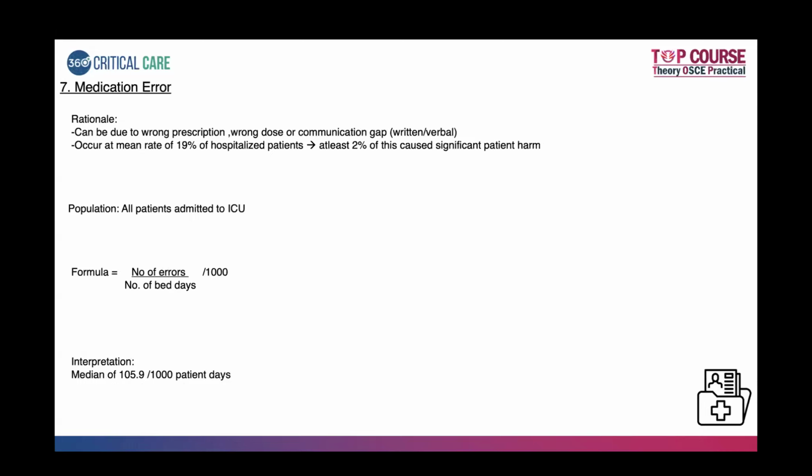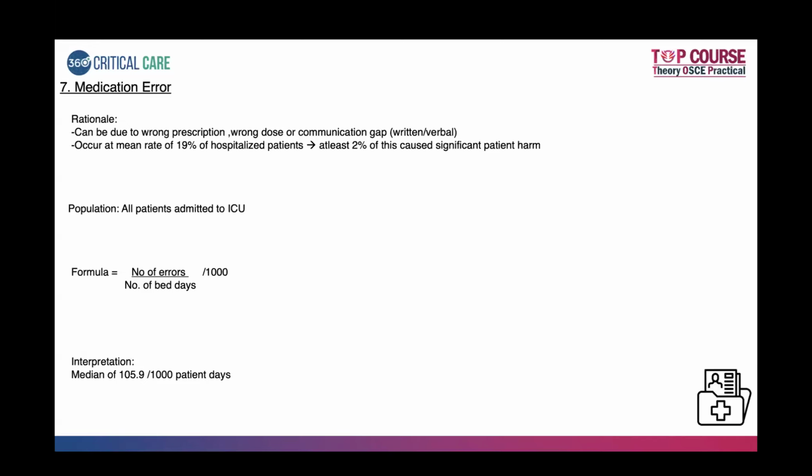So medication error. The rationale can be due to wrong medication, wrong prescription, wrong dose, or a communication gap. So many times the verbal order is given over the phone. So the order that is given by the doctor is misinterpreted by the staff, and it can lead to problems. So that's why in most of the NABH accredited hospitals, they have sound alike and look alike drugs. So one of the main purposes is related to this. So that's why they say high risk medications need to be documented properly.